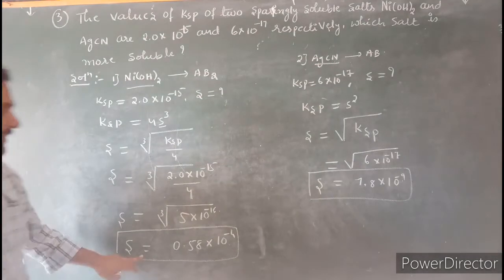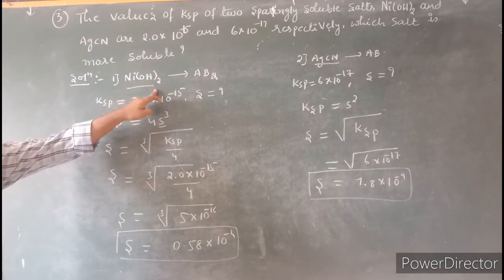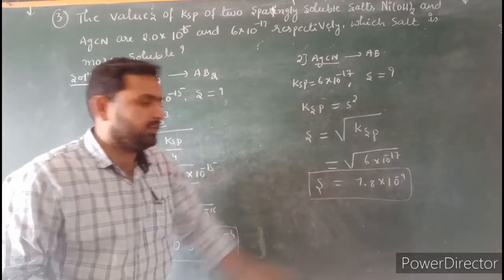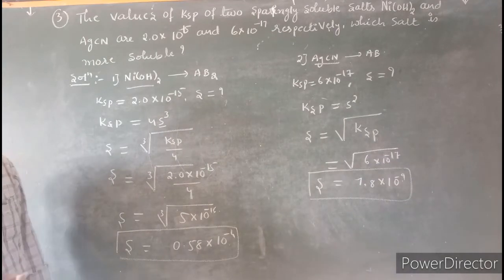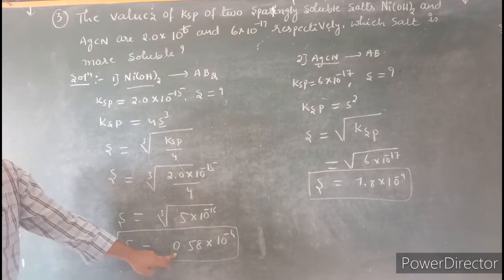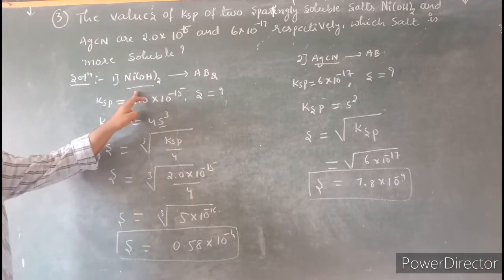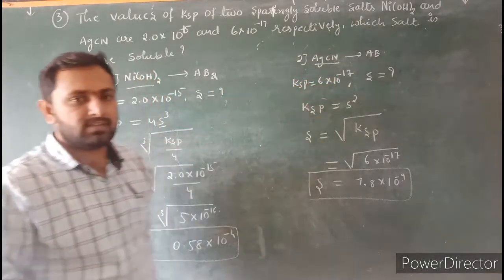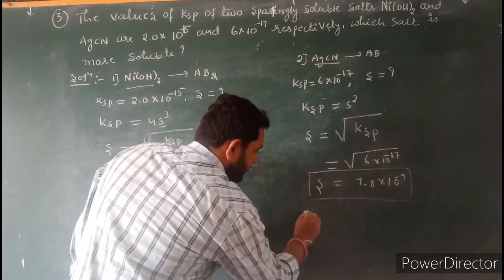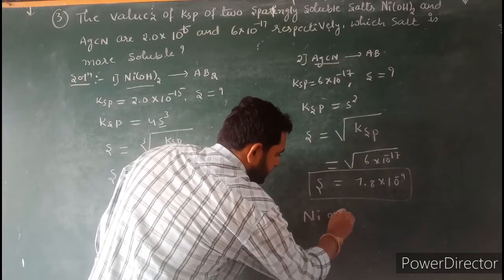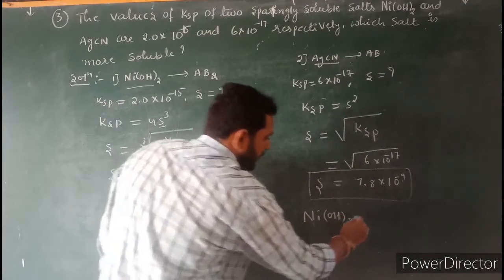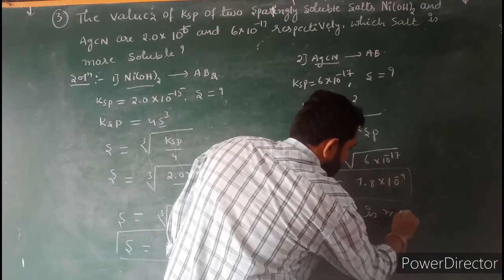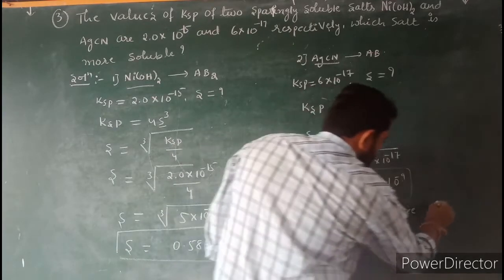This is the solubility of nickel hydroxide. You just compare these two values. Which value is larger? This is the larger value. That's why the solubility of nickel hydroxide is more as compared to the solubility of silver cyanide. That's why here we can write that nickel hydroxide is more soluble.